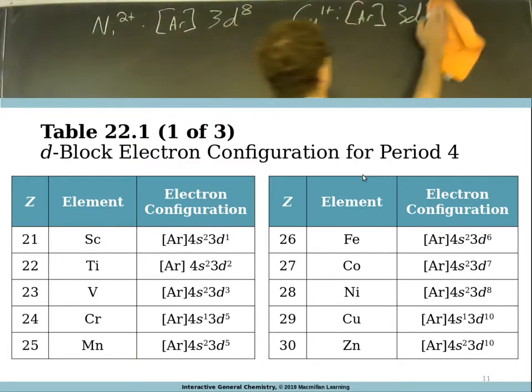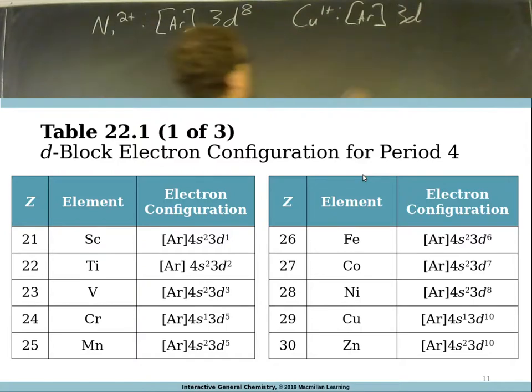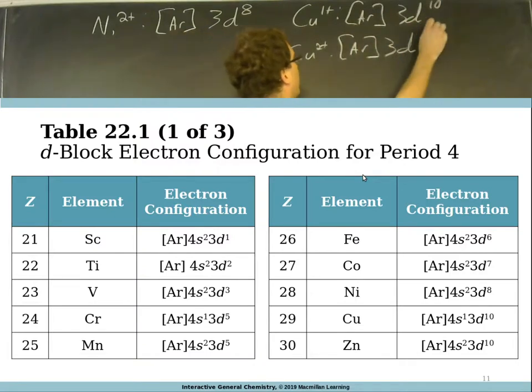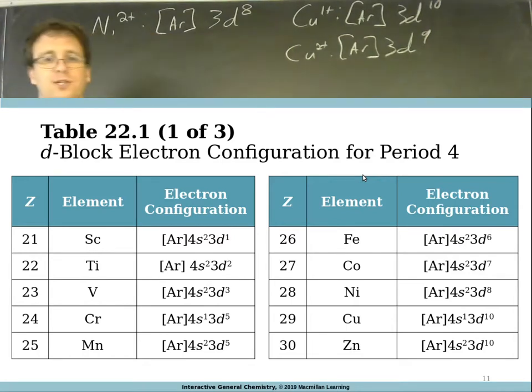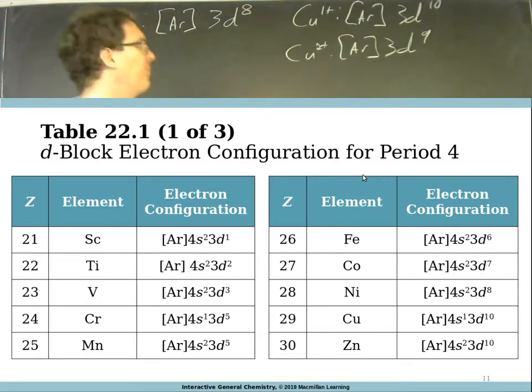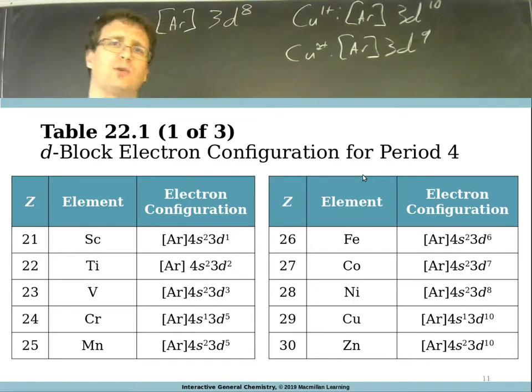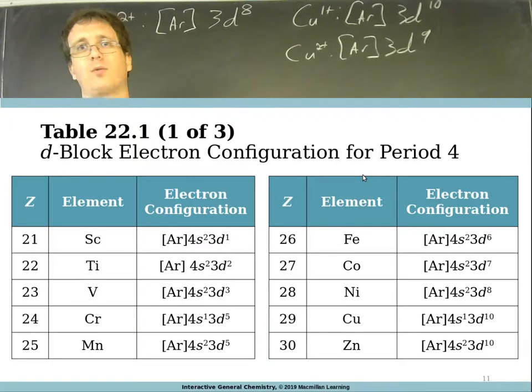3d10. And copper 2+ would be argon with the 3d9. Now finally we lose a d electron, and so this helps to explain why copper has a 1+ ion and a 2+ ion. Most transition metals will only have 2+ or greater because they will readily lose both of their s electrons together at the same time.